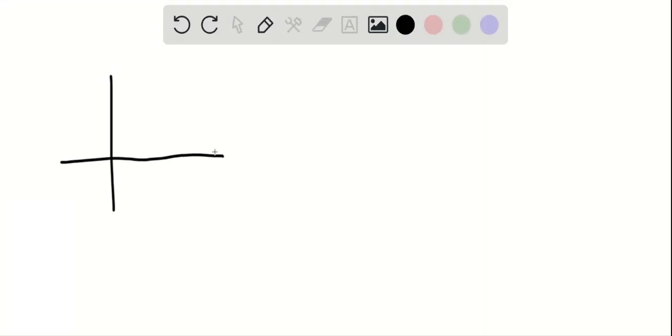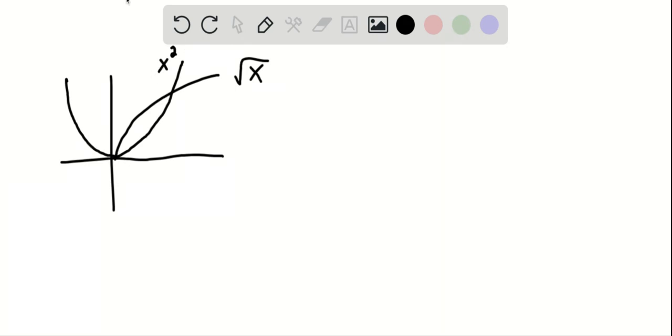Okay. So the important part of this problem is that the square root of x looks something like this. And then x squared is the parabola. It looks something like this. This is x squared, which is important to distinguish which one's the upper function.